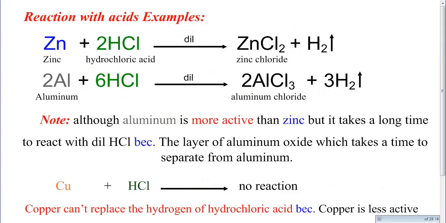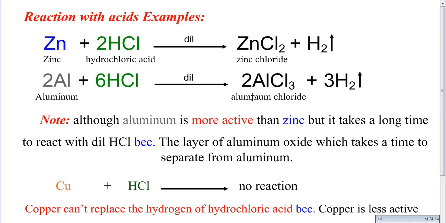The second example of single substitution reactions is the reaction of metals with acids, and we have three equations in this part. The first equation: zinc plus hydrochloric acid gives us zinc chloride, and hydrogen gas evolves. Why? Because zinc is more active than hydrogen. Aluminum plus hydrochloric acid gives us aluminum chloride, and hydrogen gas evolves. Why? Because aluminum is more active than hydrogen, or precedes hydrogen in the chemical activity series.